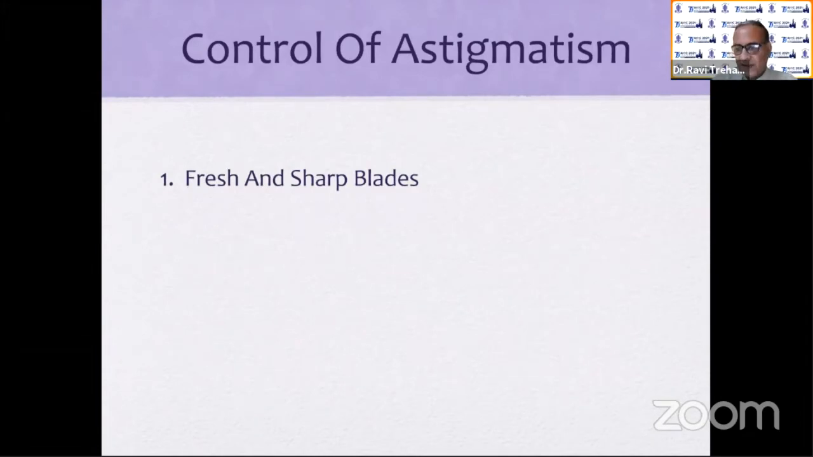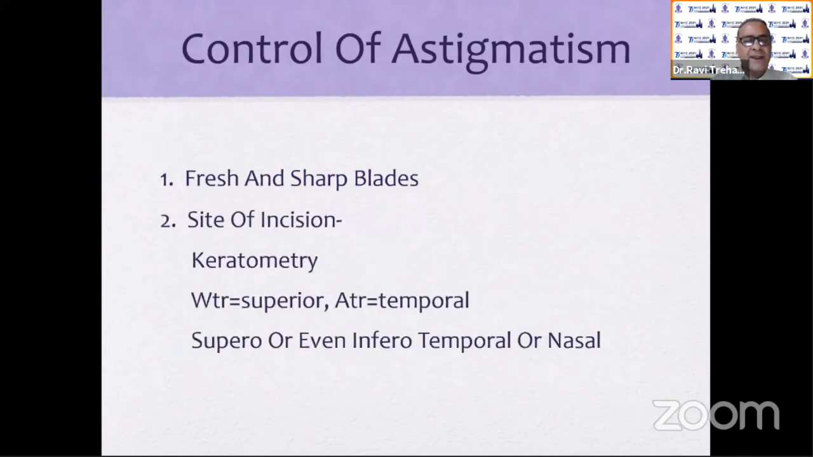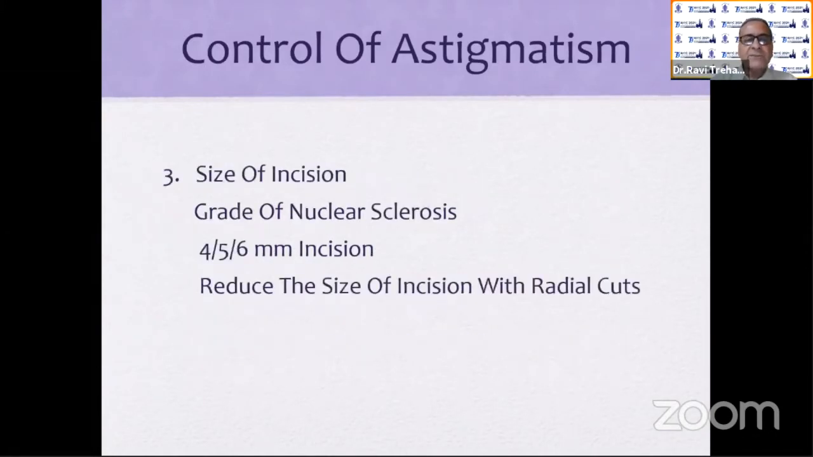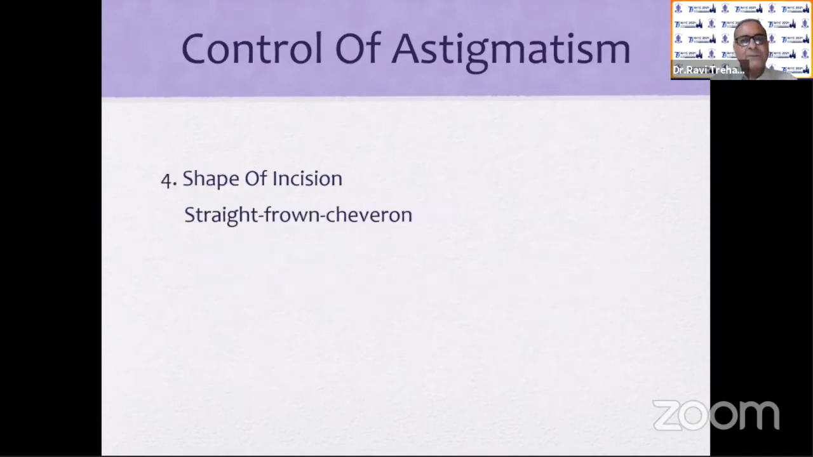Number one, fresh and sharp blades. Number two, site of incision. It should be on the basis of keratometry: with the rule, against the rule, superior, even inferior, inferior temporal or nasal. Size of incision depends upon grade of nucleus, nuclear sclerosis 4, 5 or 6. With the help of radial cuts, we can also manage the size of incision. Shape of incision: it should be straight, frown or chevron. Chevron will cause the least amount of astigmatism.